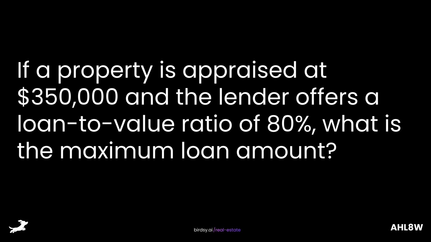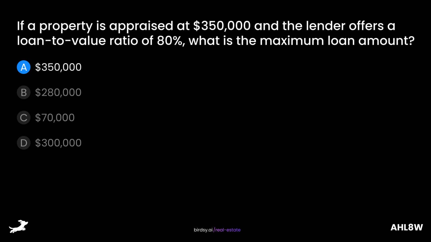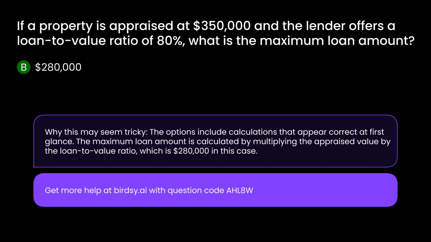If a property is appraised at $350,000 and the lender offers a loan-to-value ratio of 80%, what is the maximum loan amount? Is it A, $350,000, B, $280,000, C, $70,000, or D, $300,000? The answer is B, $280,000. Why this may seem tricky. The options include calculations that appear correct at first glance. The maximum loan amount is calculated by multiplying the appraised value by the loan-to-value ratio, which is $280,000 in this case.